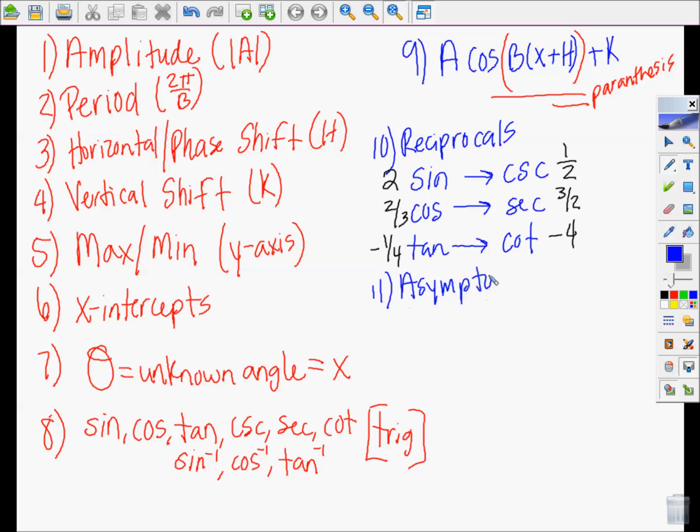Bro, I always laugh when she said she did that Harry Potter thing, bro. I swear I be thinking about that all the time. Don't judge me. Alright, asymptotes.